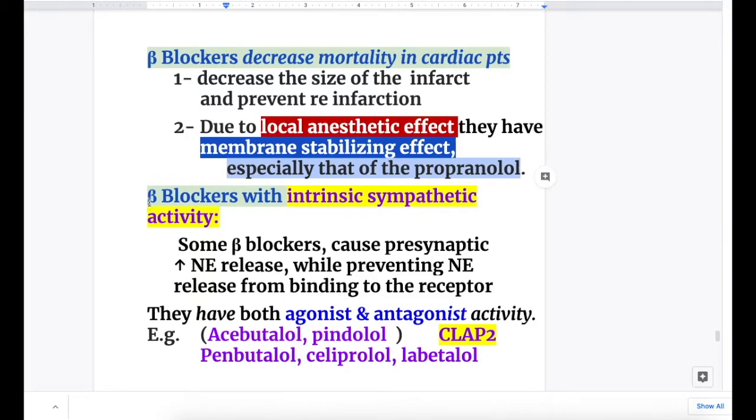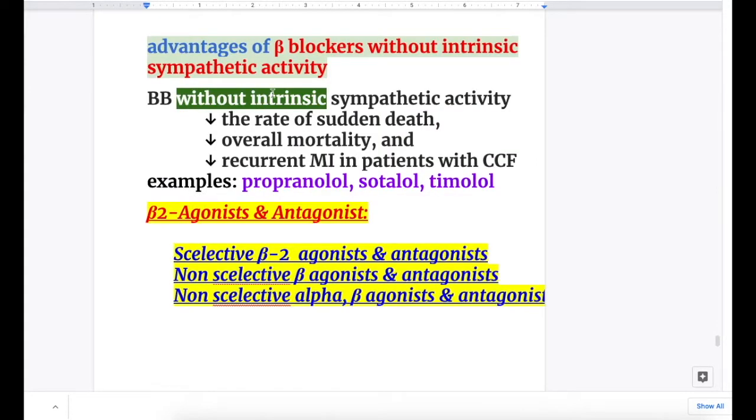Now, the beta blockers with intrinsic sympathomimetic activity. Some beta blockers cause presynaptic increased norepinephrine release, so they have both agonist and antagonistic properties. Examples of beta blockers with intrinsic sympathomimetic activity are acebutolol, pindolol, penbutolol, celiprolol, and labetalol. We have discussed this in another video in detail. Those beta blockers which do not have intrinsic sympathomimetic activity are more beneficial.